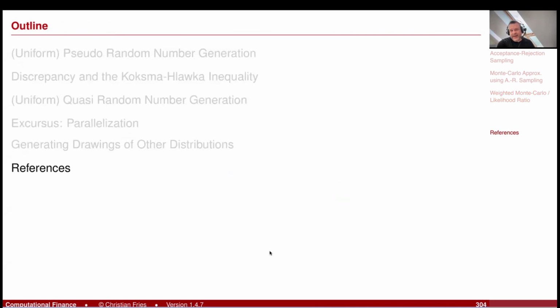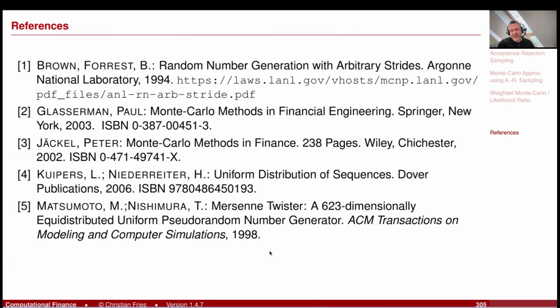Okay, so actually that concludes in the script the section on random number generation. Sometimes I have had references, so here are the references that were mentioned in the script.